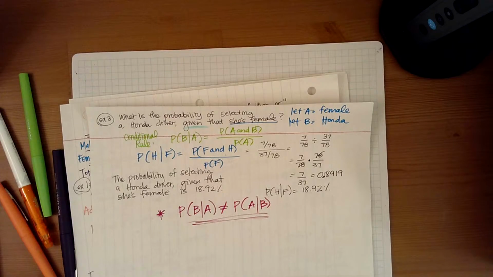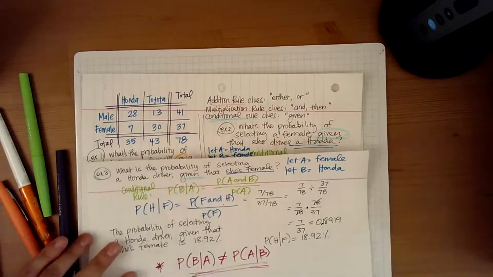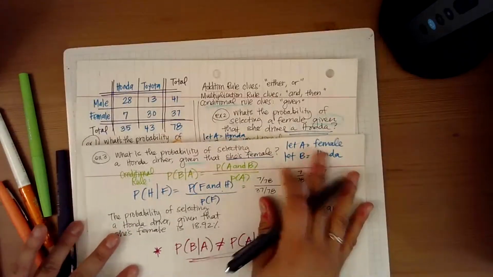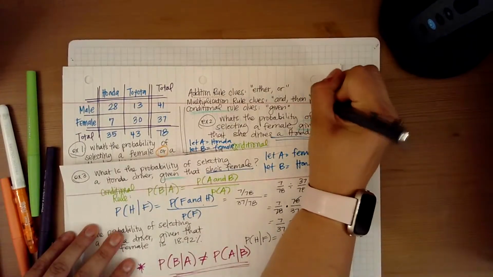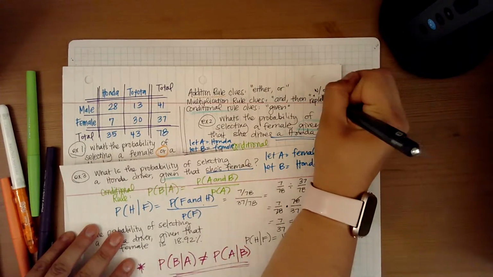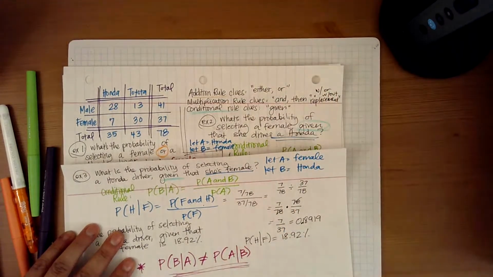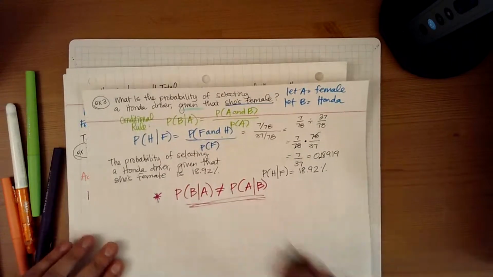I'm going to go ahead and also check now the multiplication rule. So the multiplication rule has either/or clues like "and then" or replacement. That's another clue word, okay? With or without replacement. That's really important. So let's go ahead and look at something.